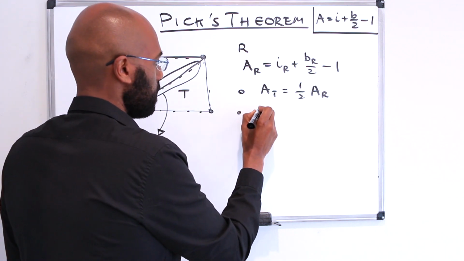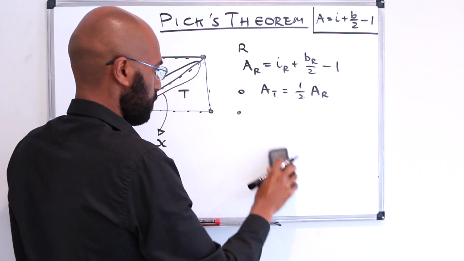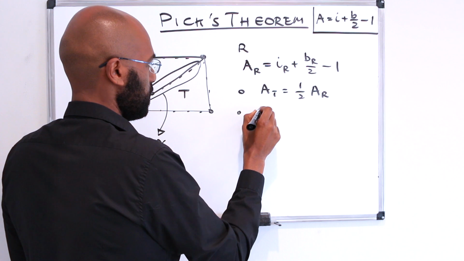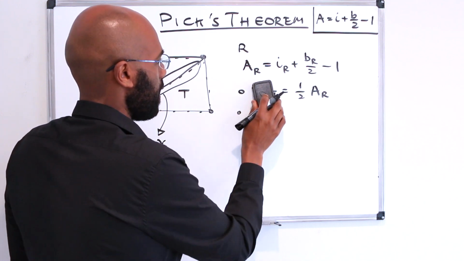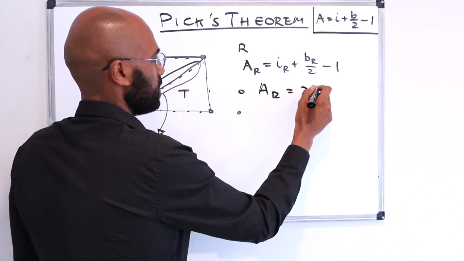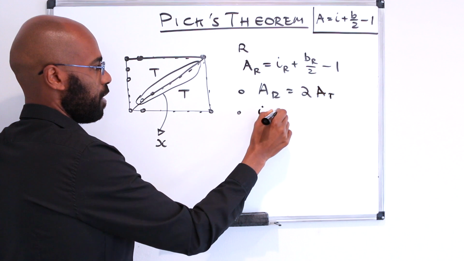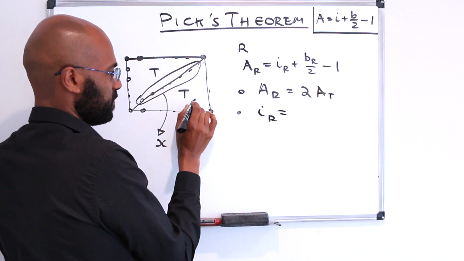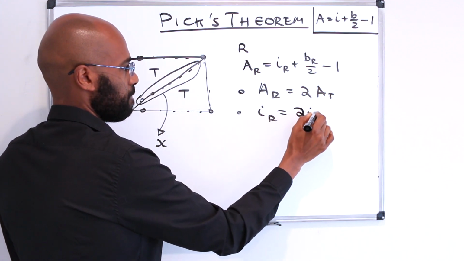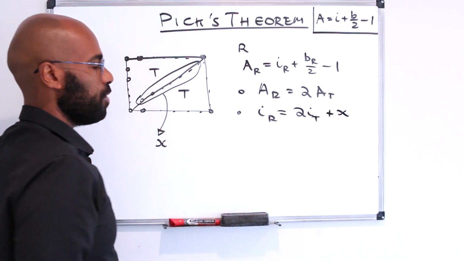Okay, so we can write that as an equation in terms of R actually. So, or maybe we'll go back and write this in terms of R instead. So AR is twice AT. And then we also have now that the number of interior points of R is the number of interior points of T twice, plus this contribution that we don't necessarily know called X.